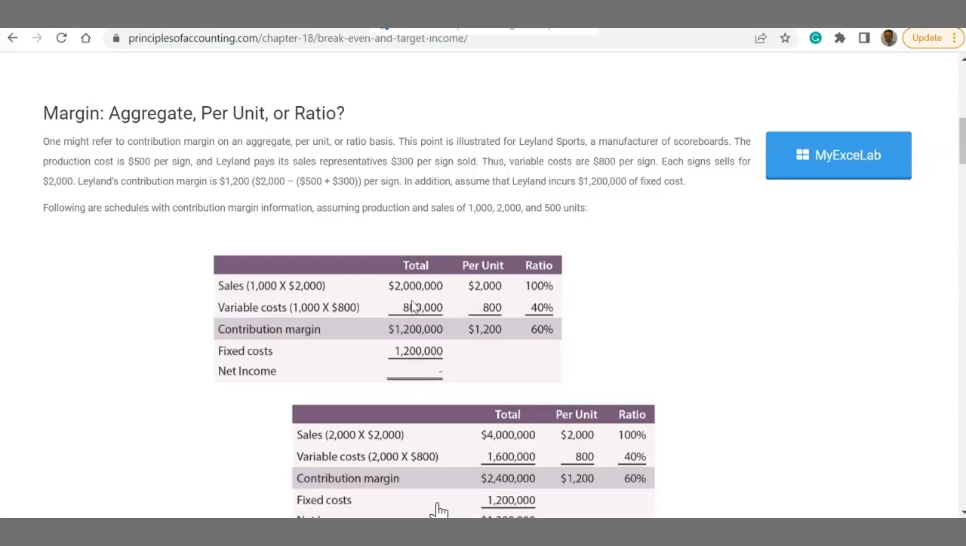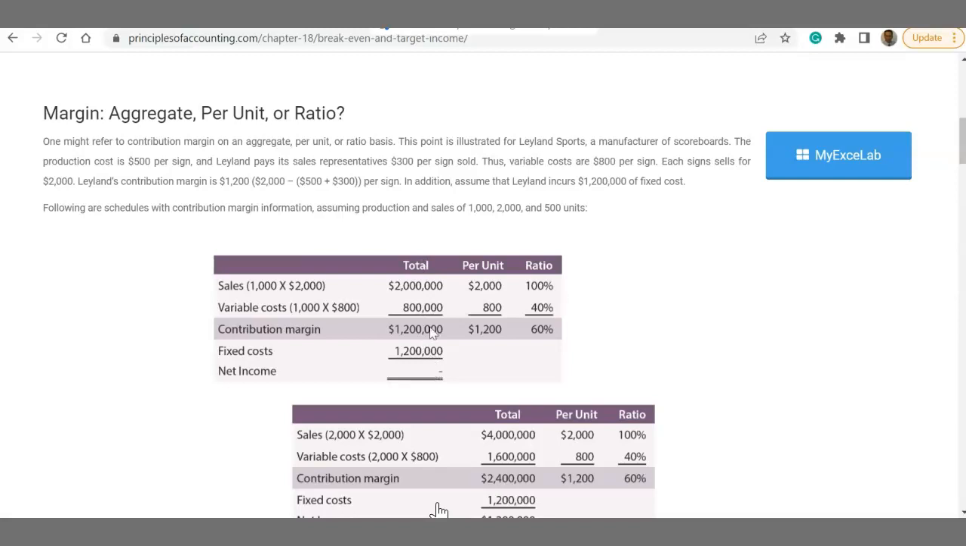You see, if you have 1,000 units of sales at $2,000 each unit, then you will make $2 million. The variable cost is $800 per unit. So $800 times 1,000, that will be $800,000 total. Contribution margin will be 1.2 million. And that will be exactly the same as the fixed cost that you need to cover and contribute to pay for it. So to have zero net income and break even. And that's what break-even point is.